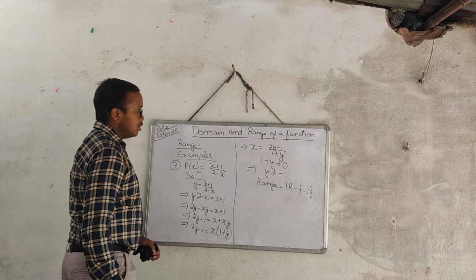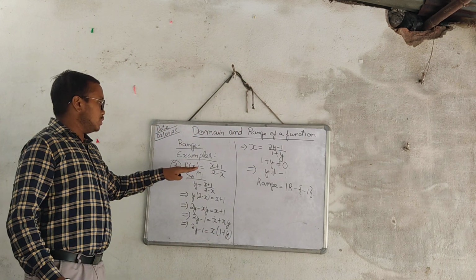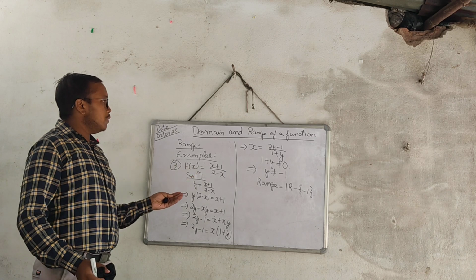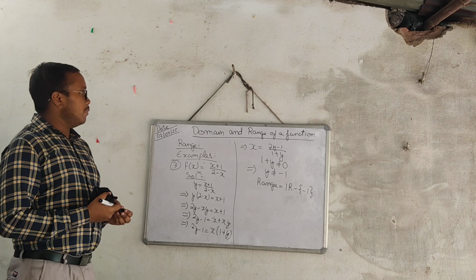Is it clear? So I have solved 3 examples of range. I hope you have understood the concept of domain and range of a function.